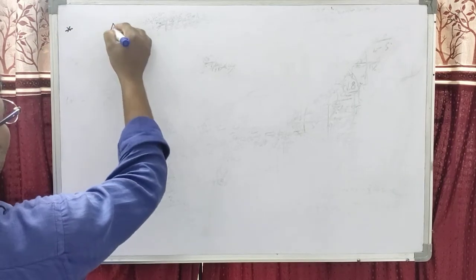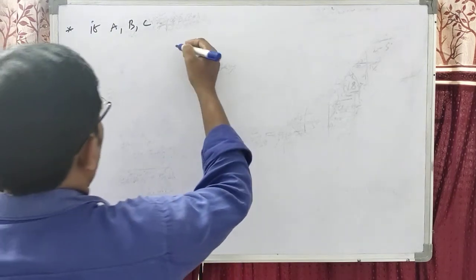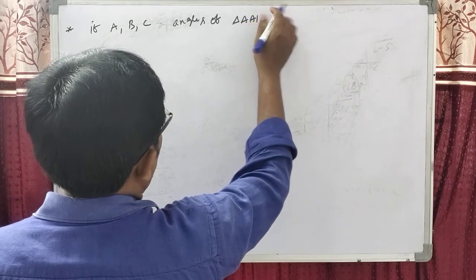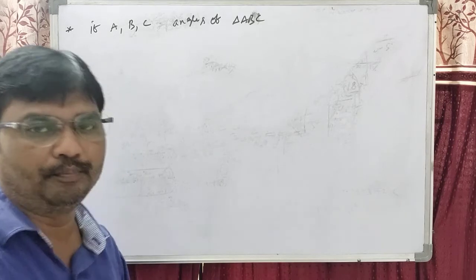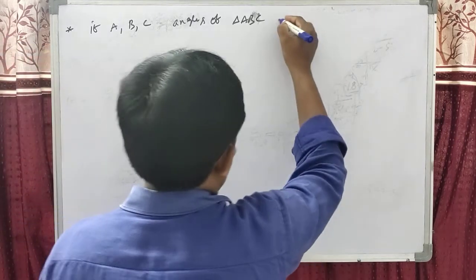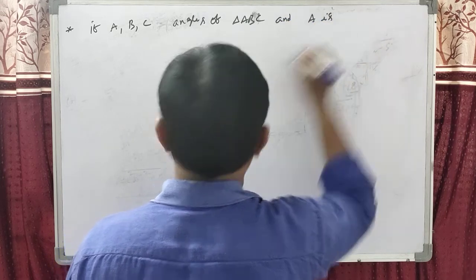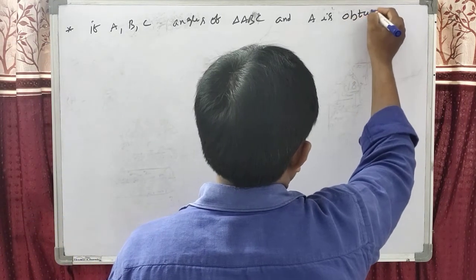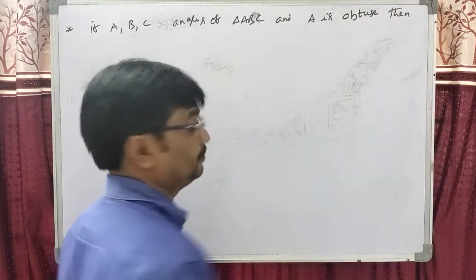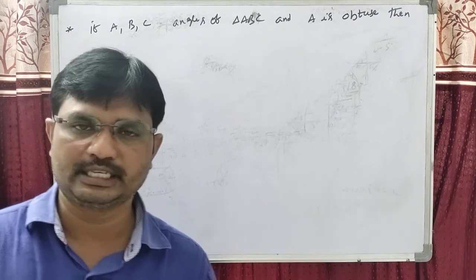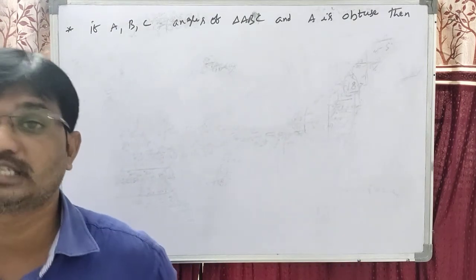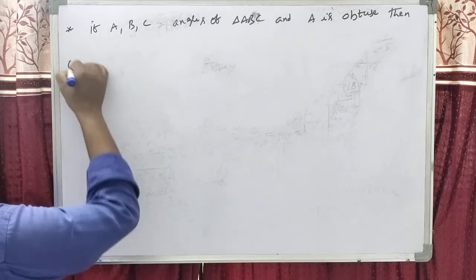Now another question, students. If A, B, C are the angles of a triangle ABC, and A is an obtuse angle, then when one angle is obtuse, suppose you take 120 or 110, the remaining sum must be less than 90.